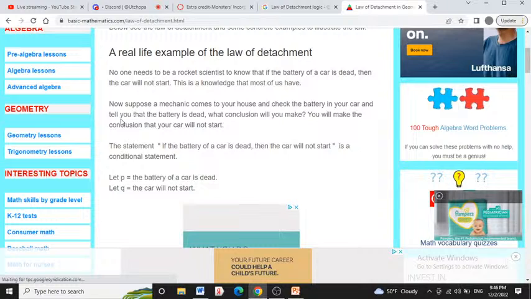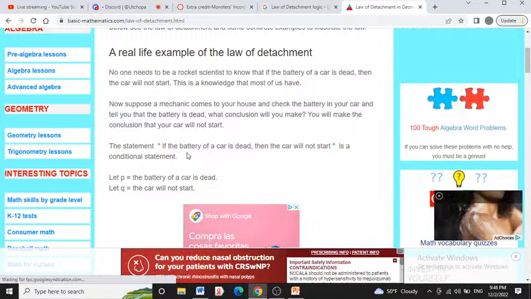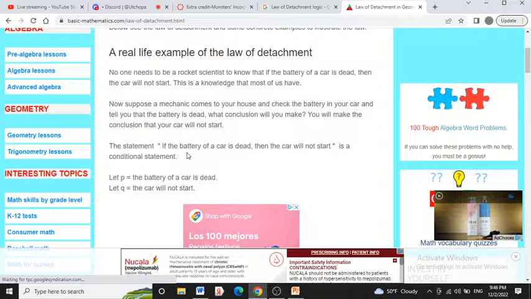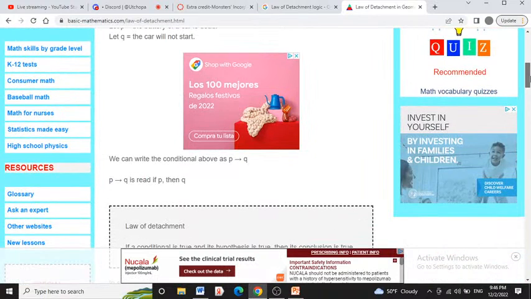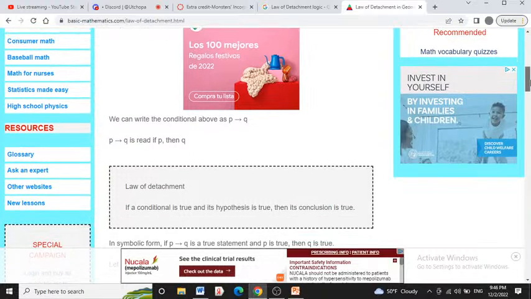The statement, if the battery of a car is dead, then the car will not start, is a conditional statement. Let P equal the battery of a car is dead, and let Q equal the car will not start. We can write the conditional above as P to Q. P to Q is read, if P, then Q.